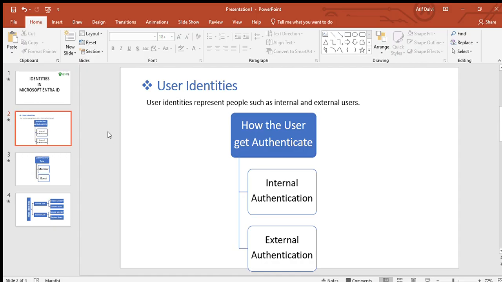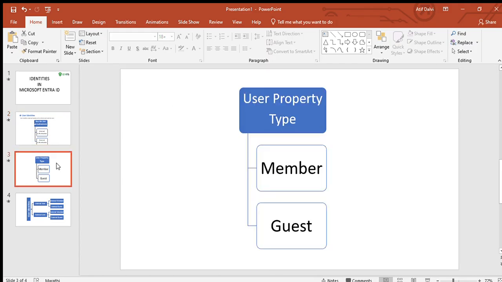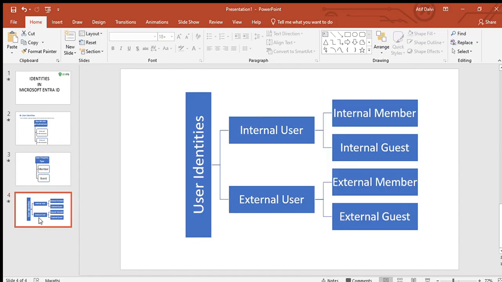So moving forward we will see user property type. User property type is generally divided into two types, member and guest. Member can have a full privilege and guest can have a least privilege. So in the combination of all these things, user identity is generally divided into internal user and external user.